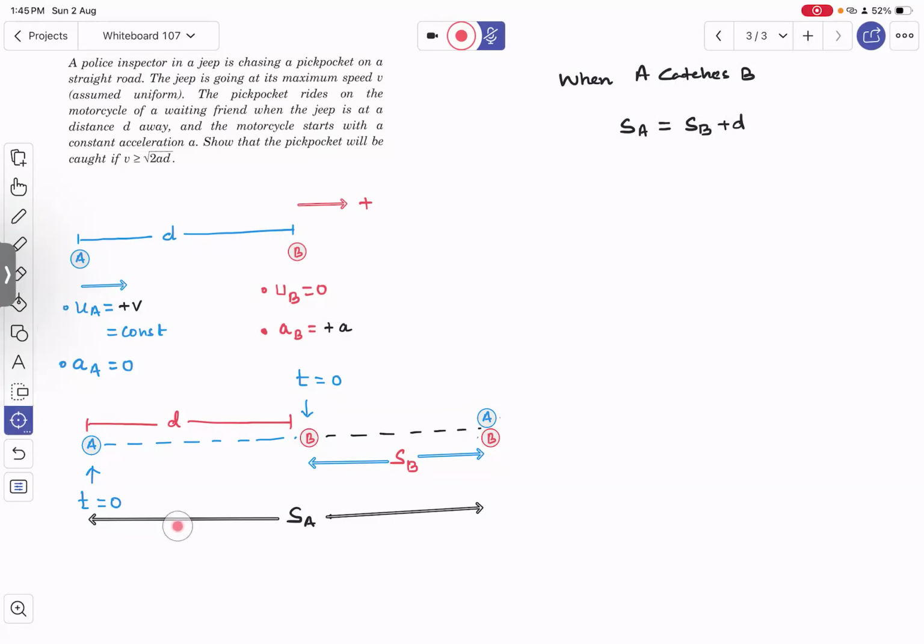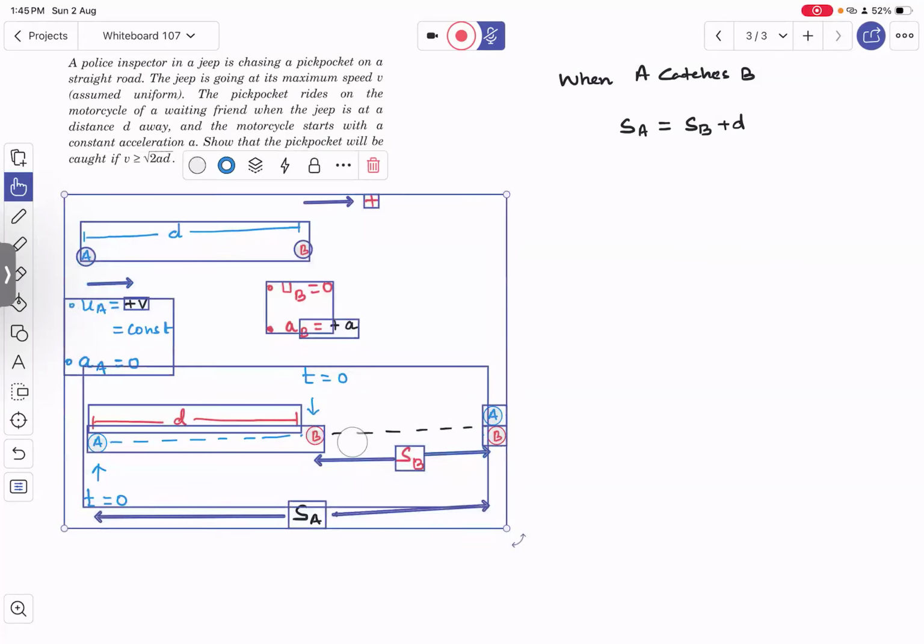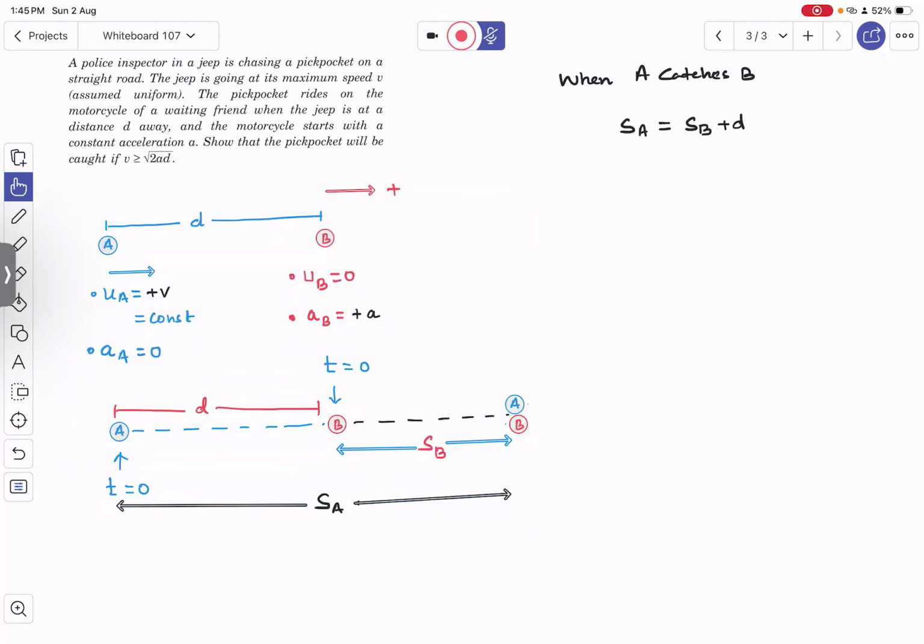How much A has traveled, this black arrow, and how much B has traveled, this blue arrow. So the length of this black arrow is equal to D, the initial gap or separation between them, and this blue arrow. So displacement of A is equal to displacement of B plus D. Now the nice thing is the motion of A is with constant velocity. So in time t, how much displacement will he undergo? Velocity into time, no acceleration he has. So that will be Vt.